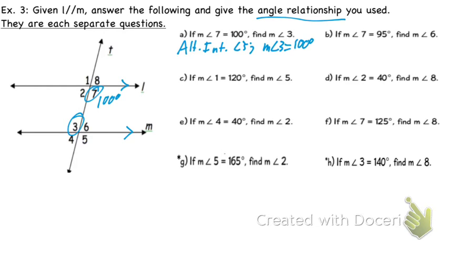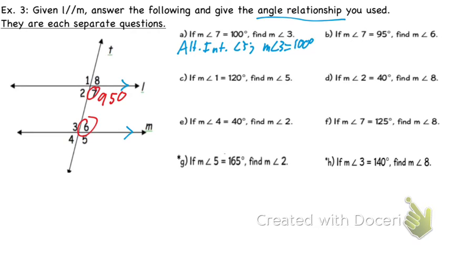Okay. So now I'm going to erase the angles and the measure I just put on the diagram. Okay, letter B. If measure of angle 7 is equal to 95 degrees, what's the measure of angle 6? So now you have angle 7 and angle 6. Well, what type of angles are these? Raise your hand if you can help me on what type of angles these are, okay? Kenny.